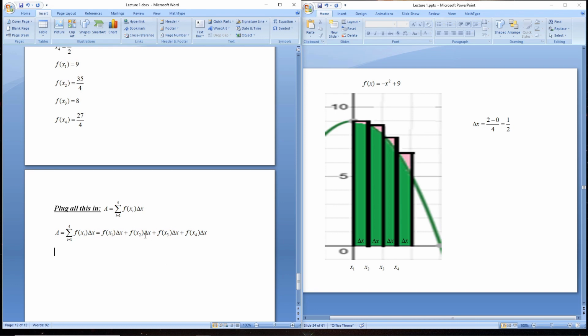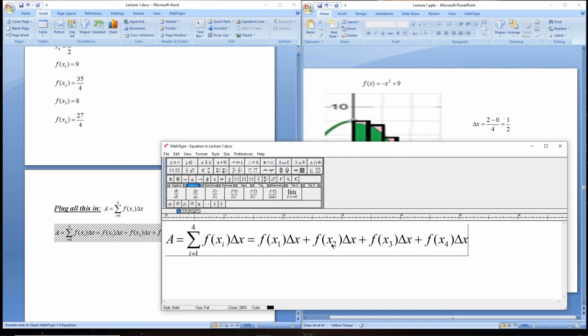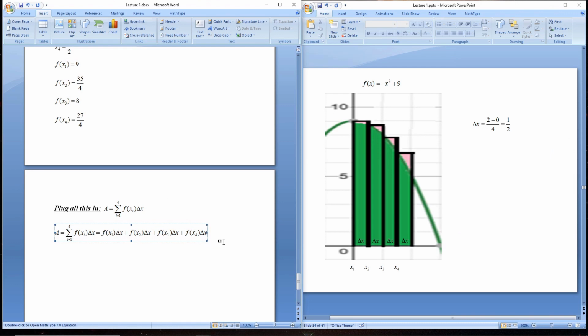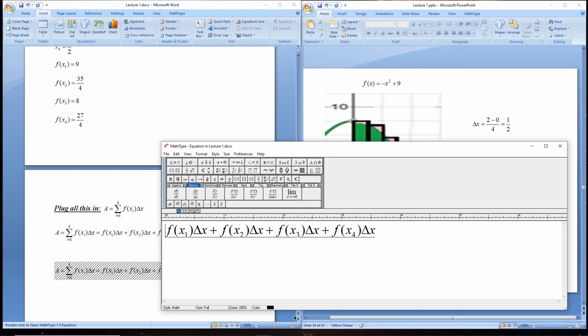Now notice, and this is always true, if you look at this expression here, actually let me just copy this really fast so I don't make it too long looking. If we take this expression here, notice that each term has a delta x. This will always be true. And we can factor that out. We can factor out all those delta x's. It's our GCF, our greatest common factor.